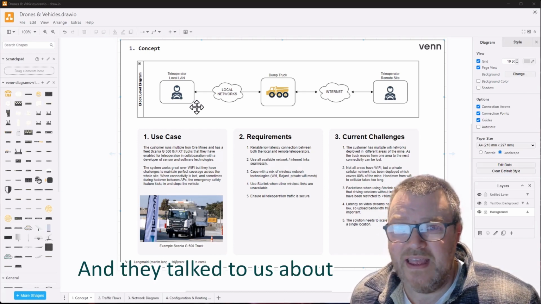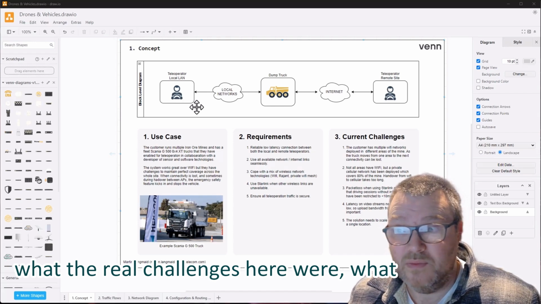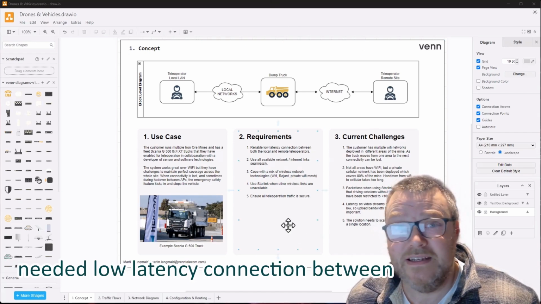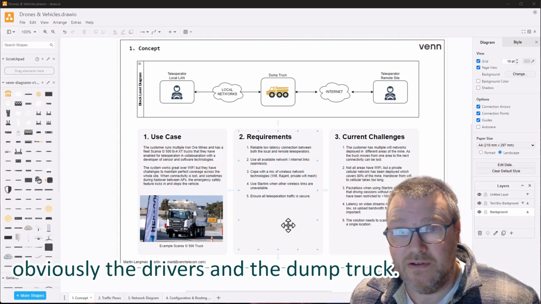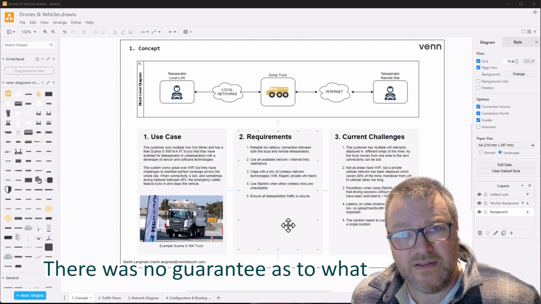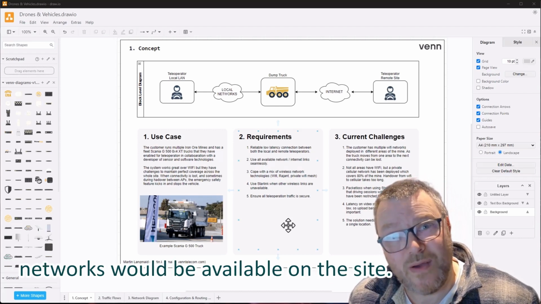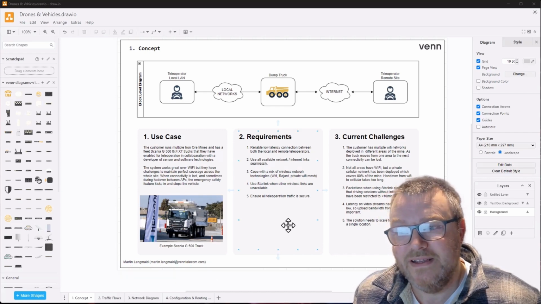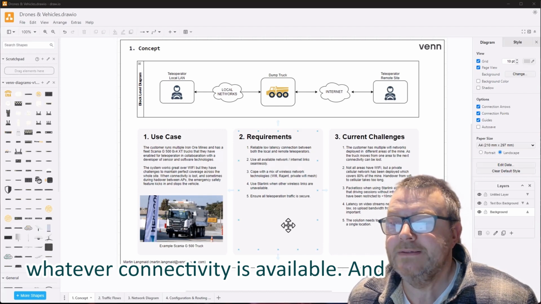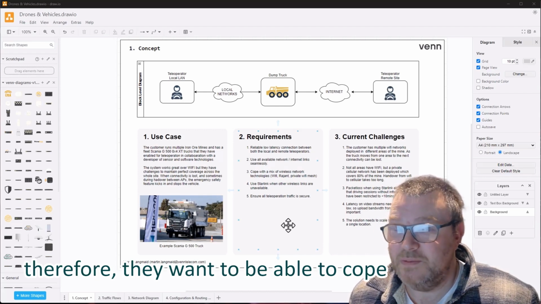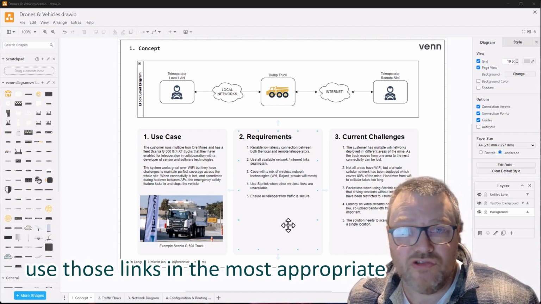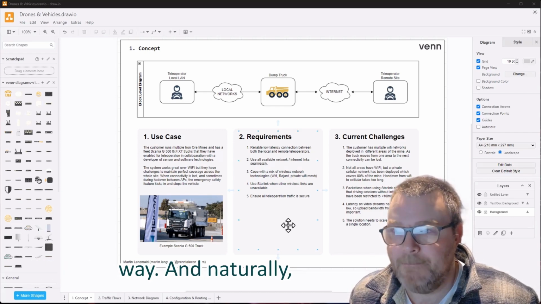And they talked to us about what the real challenges here were, or what they were trying to achieve. And you can see that in the requirements here. They needed a low latency connection between, obviously, the drivers and the dump truck. They wanted to use any available network. There was no guarantee as to what networks would be available on the site. So they want to be able to combine whatever connectivity is available, and therefore cope with a mix of different technologies and latencies, and use those links in the most appropriate way.